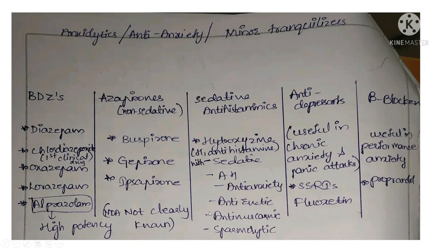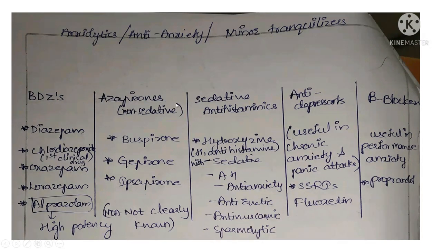So here we use benzodiazepines. Because there is excitation, we have to decrease the excitation. So we use benzodiazepines, which act on the GABA receptor and cause hyperpolarization, and there will be decreased excitation. Under this, we have diazepam, chlordiazepoxide, oxazepam, lorazepam, and alprazolam. Here, chlordiazepoxide is the first clinically used anti-anxiety drug. And alprazolam is a hypotensive drug out of all these benzodiazepines.